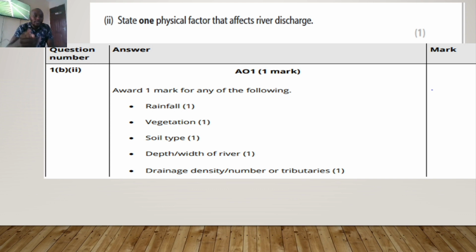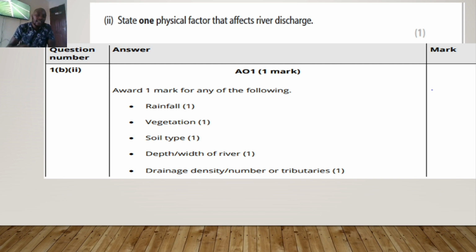Vegetation interception, you remember that? The soil type: we have impermeable rock, we have soil that can allow water to pass through, soil that cannot allow water to pass through. Or sometimes we can talk about soil that is saturated, that has a lot of water and can't absorb more water. It increases surface runoff, which can reduce that lag time and then increase the river discharge. I think it's clear. So the depth of water or width of the river, I think it's clear. Then drainage density, or number of tributaries, the density of river.